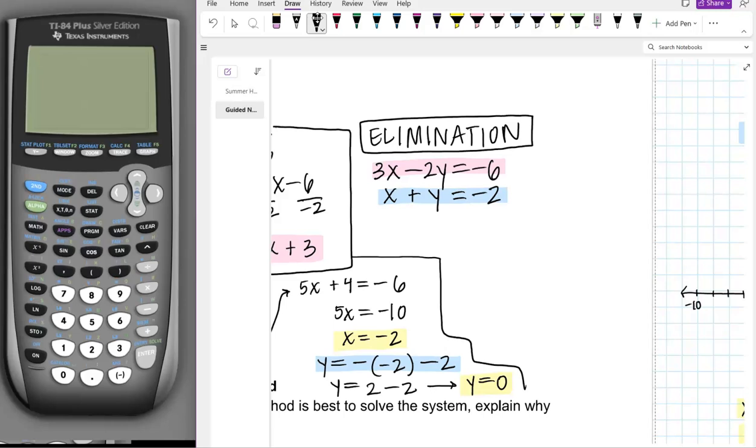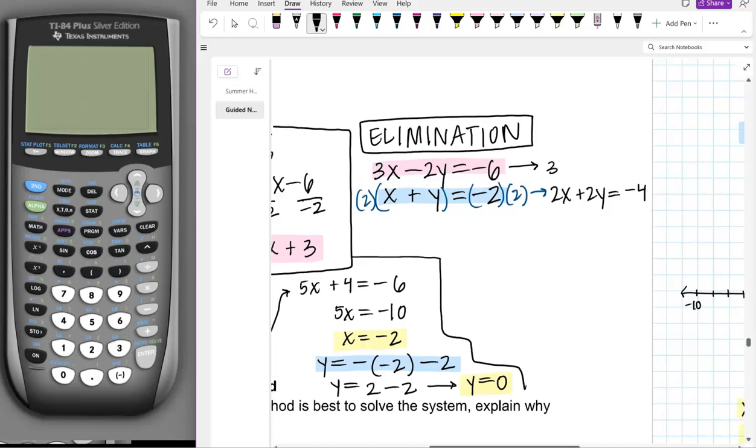So if the first equation has a coefficient of -2, I want my second equation to have a coefficient of +2. In order to get that, I need to multiply everything on both sides by 2. So when I multiply everything by 2, I get 2x plus 2y equals negative 4. Now that's opposite coefficients, 2y and negative 2y. So I'll bring over my other equation.